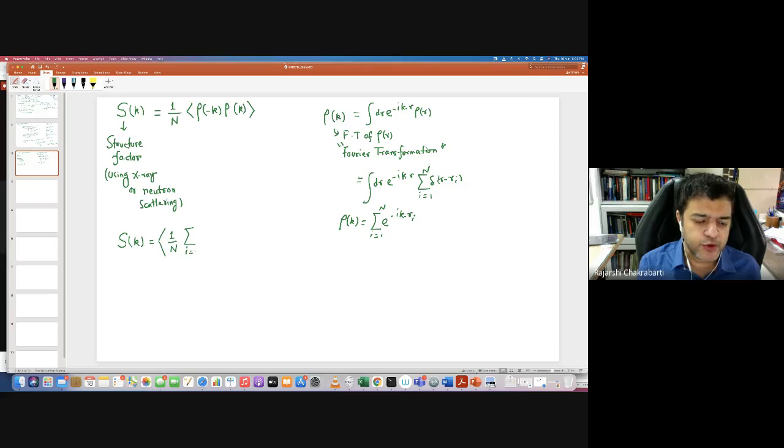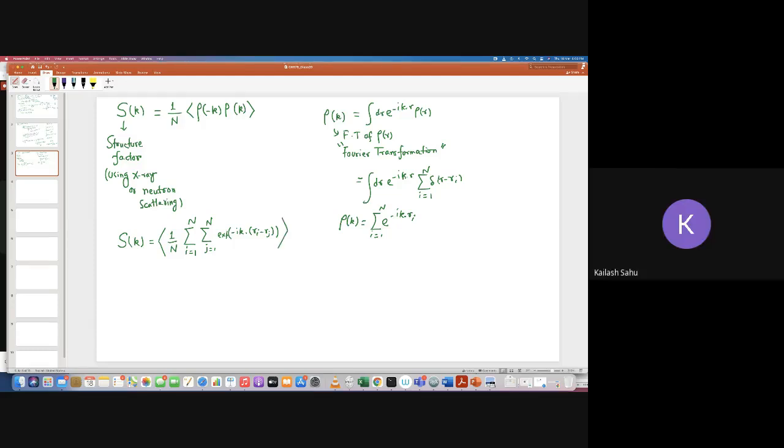So I'll have two dummy summation variables. One is i from 1 to N, another one is j equal to 1 to N. Here there is no prime, you see. It is over all possible pairs. What is rho of minus k? Rho of minus k is going to be exponential of plus ik dot ri, and rho of k is going to be exponential of minus ik dot rj. Now I have i and j. So combining this, I can write exponential of minus ik dot (ri minus rj). Is it clear?